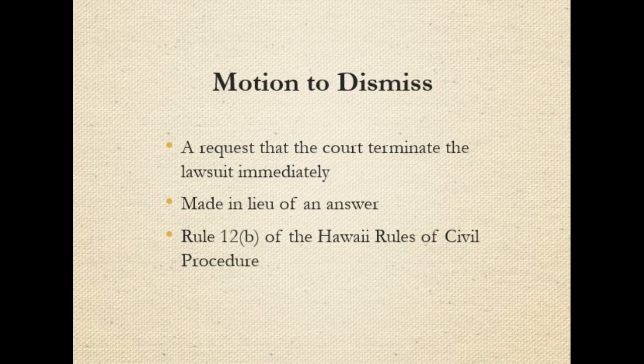A motion to dismiss is a request that the court terminate the lawsuit immediately without a hearing on the merits of the plaintiff's claim. In a motion to dismiss, the movant is asking the court to dismiss the lawsuit on the basis that there is a failure of the pleading to state a claim upon which relief can be granted. A motion to dismiss is often made in lieu of an answer and is usually based on Hawaii Rules of Civil Procedure Rule 12(b).